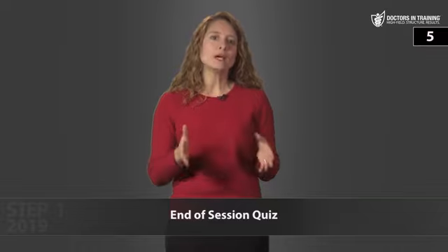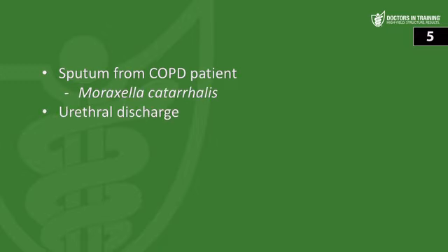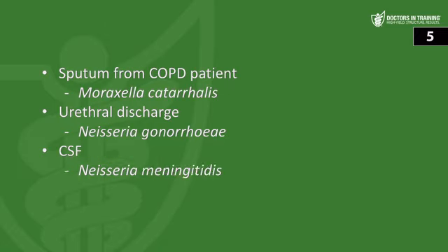The first question, a gram stain reveals gram-negative oxidase-positive diplococci. What's the likely organism? So this is going to be one of those 3 things, and if they give you any clinical information with the question, it will help narrow it down to 1. If the stain is on a sputum from a COPD patient, then you should be thinking Moraxella catarrhalis. If the stain is of urethral discharge in a sexually active college student, then it's going to be Neisseria gonorrhoeae. If it's a stain on CSF culture from a patient with rapidly progressive meningitis, then you need to be thinking Neisseria meningitidis.